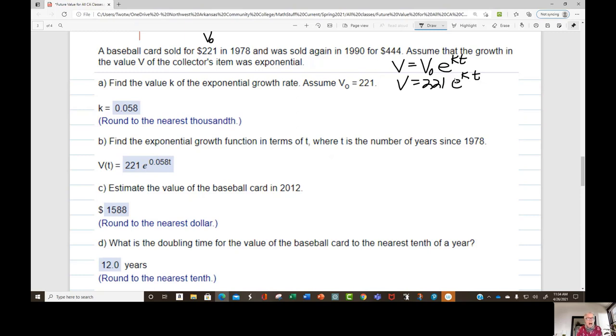And so t is going to equal how many years after 1978 is 1990. And the price you get to is 444. So that what you're going to have is 444 equals 221 e to the k times the later date, 1990, minus the earlier date, 1978. And then you divide out the number in front of T. And then you take the ln of both sides, then you bring down the exponent. And it goes like that over and over again.